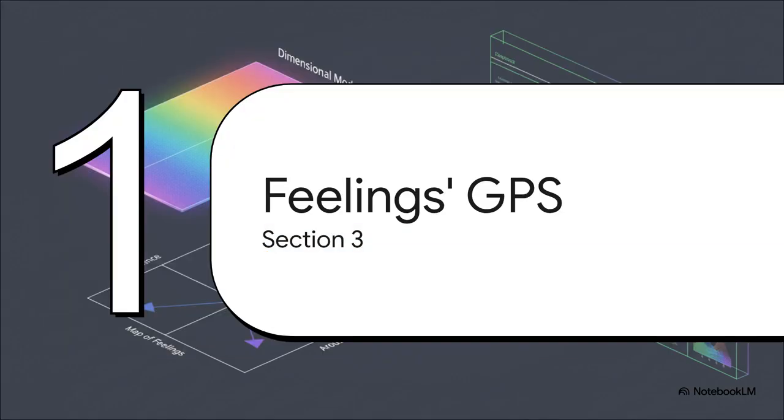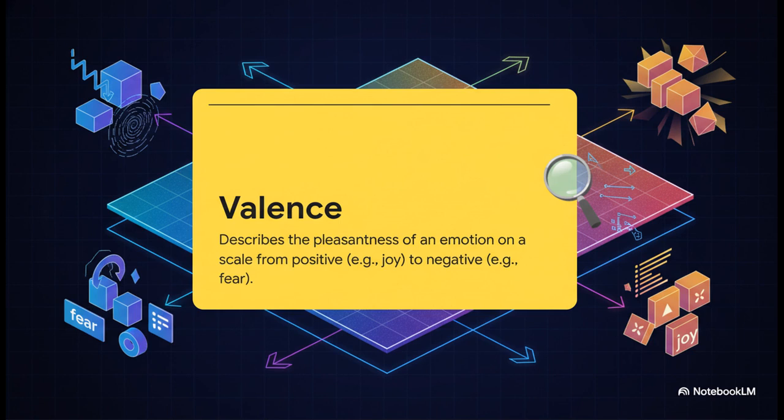So now that we have our beautiful rainbow map, we need to add a grid system. Because if we want a computer to be able to read this map, every single possible shade of feeling needs its own unique address. It needs its own specific GPS coordinates. Okay, let's go through this slowly. Our first coordinate, our first axis, is called valence. Just think of this as the horizontal east to west line on our map. All it does is measure how pleasant or unpleasant an emotion feels. So way over on the right, you have really positive feelings, like joy. And way over on the left, you have negative feelings, like fear.